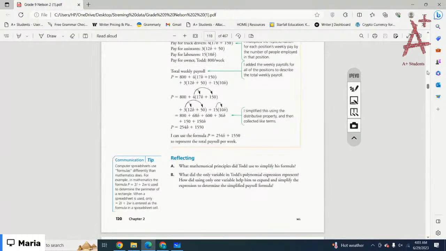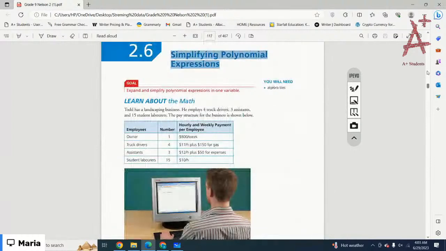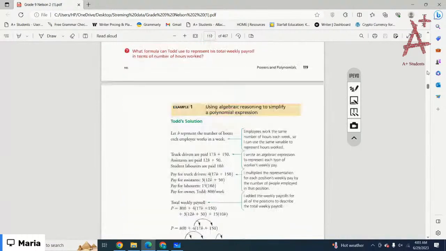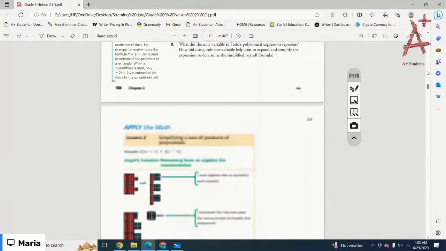Okay, here I'm on 2.6, that is simplifying polynomial expressions. So let's just start with the lesson. We're going to learn how we simplify the expressions, the polynomials. So let's just start with the first one.